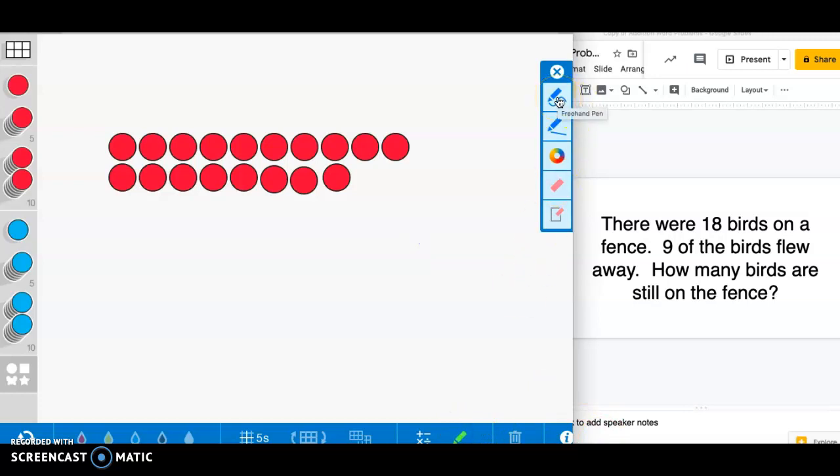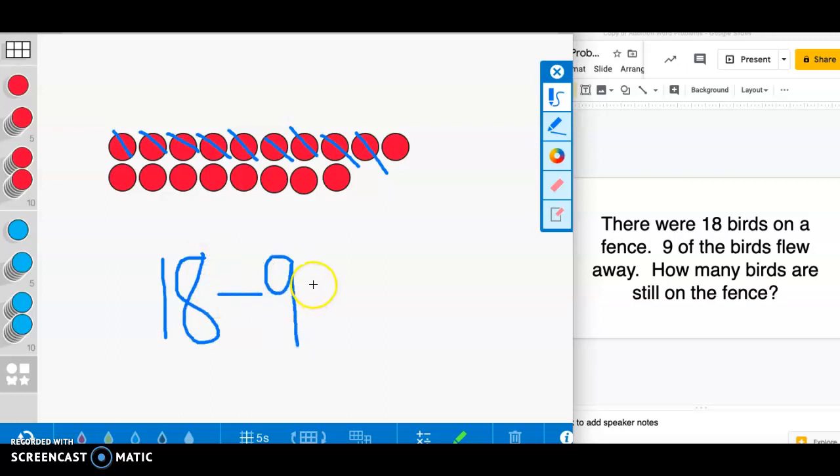So now I need to cross out 9 because 9 flew away. 1, 2, 3, 4, 5, 6, 7, 8, 9. Crossed out 9. Now I need to count how many are left. 1, 2, 3, 4, 5, 6, 7, 8, 9. 18 minus 9 equals 9. And I was also able to figure that out because I know my doubles. And I know that 9 plus 9 equals 18.